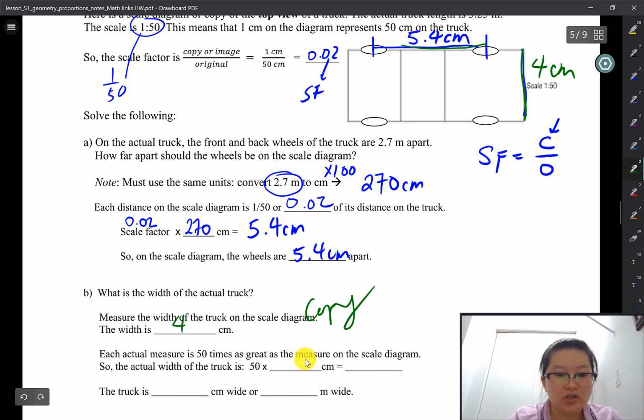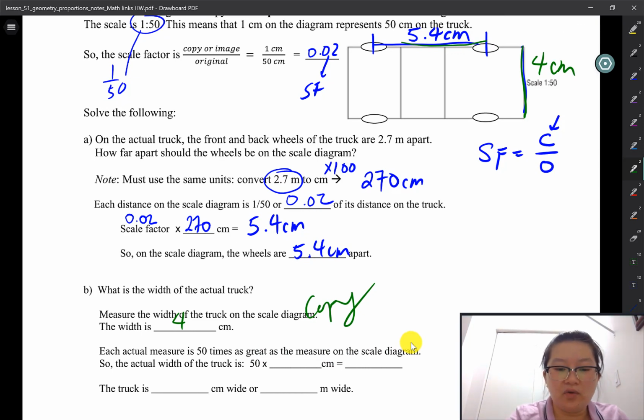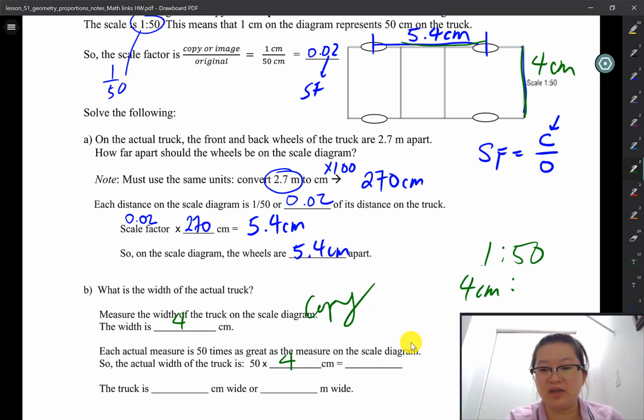So the actual measurement is 50 times greater than the scale diagram. So the actual width of the truck is 50 times 4 centimeters. Because what that means is my actual truck is 50 times greater than this diagram here, because it's a ratio of 1 to 50, right? So basically 1 centimeter on my diagram is going to be 50 centimeters on my actual truck.